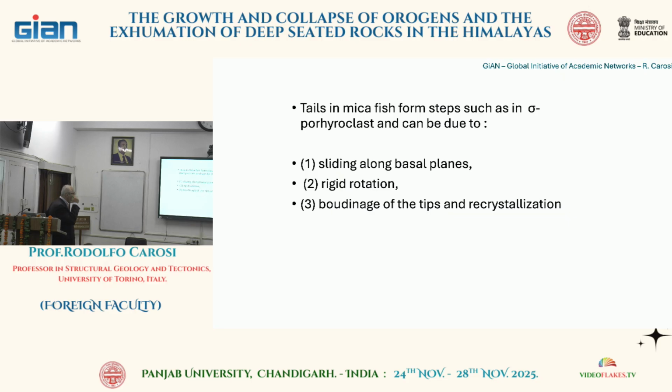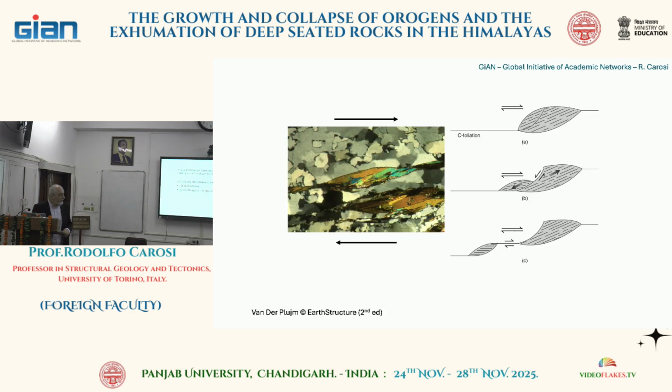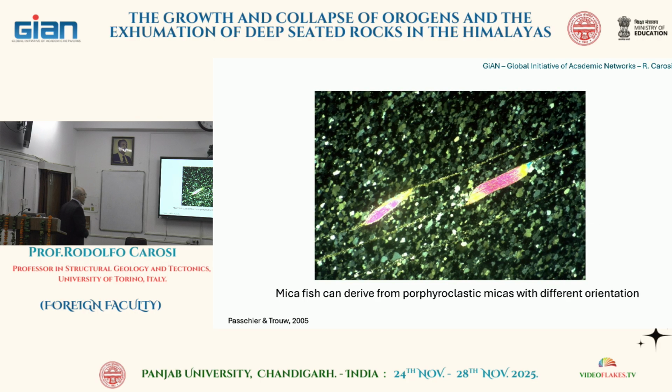Okay, so the tails that formed during deformation are due to sliding along basal plane, rigid rotation, or boudinage of the tips of the mica and the recrystallization. So there are different mechanisms about this. So you can have also a crystal like this with a small fracture and the shearing. So the shape could be explained in different ways, but in any case, mica fish are very, very good.